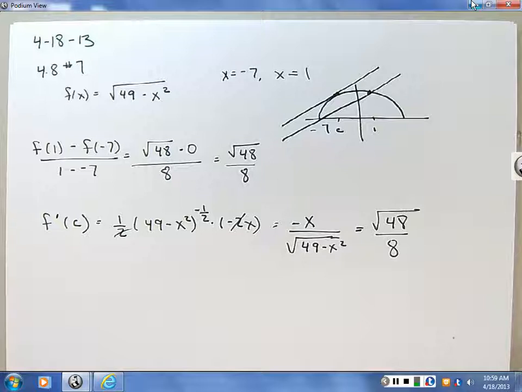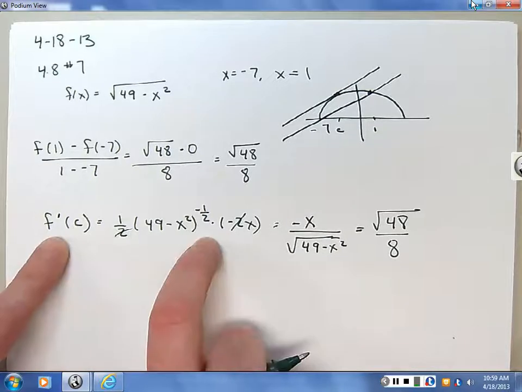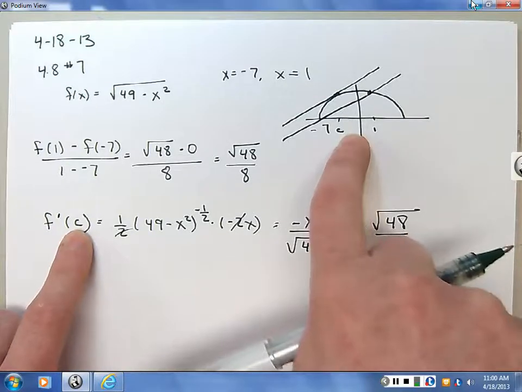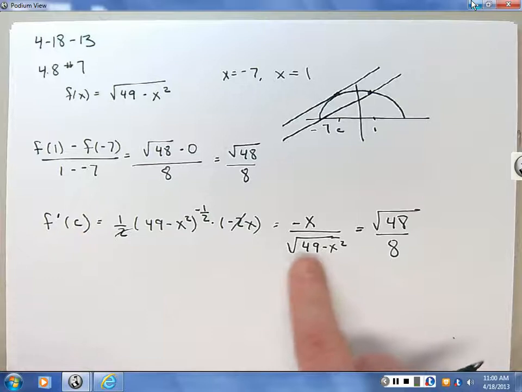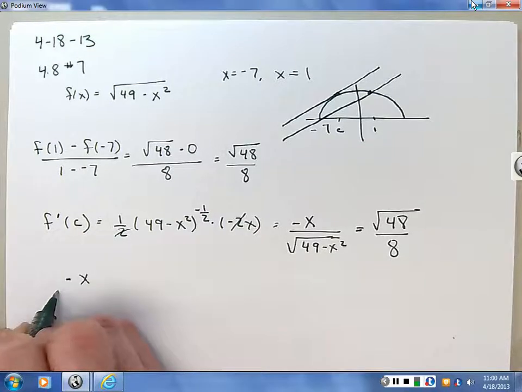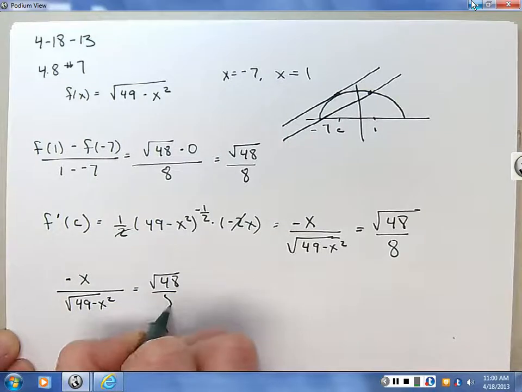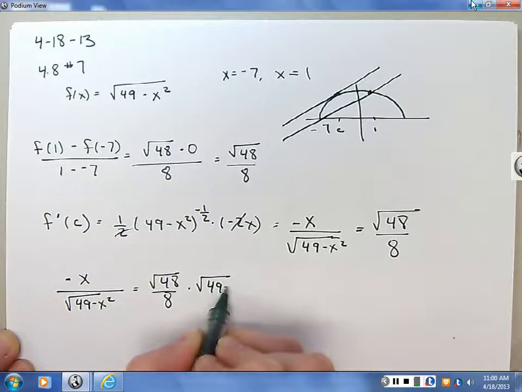So this problem, the application of the theorem isn't too difficult, but the algebra of actually getting what this x value or the c value is, that's harder. I said c here, then I wrote x. I'm really bad at that habit, and if you guys do that, it's perfectly fine. You can call it x, you can call it c, you can call it any variable you want. It's just some value in this interval. X is just a placeholder for that. So at this point, I'm looking for when minus x over the square root of 49 minus x squared equals the square root of 48 divided by 8.